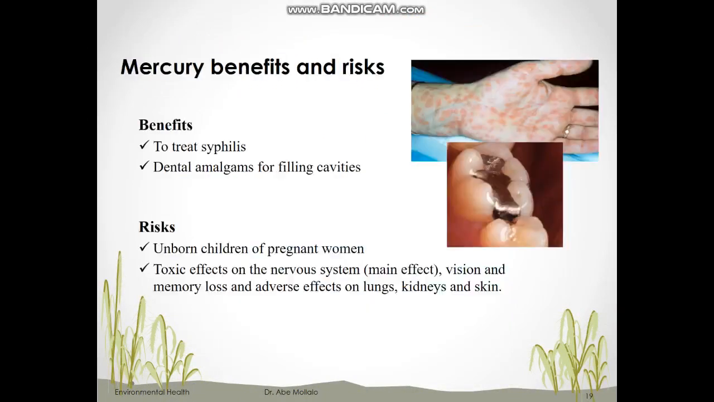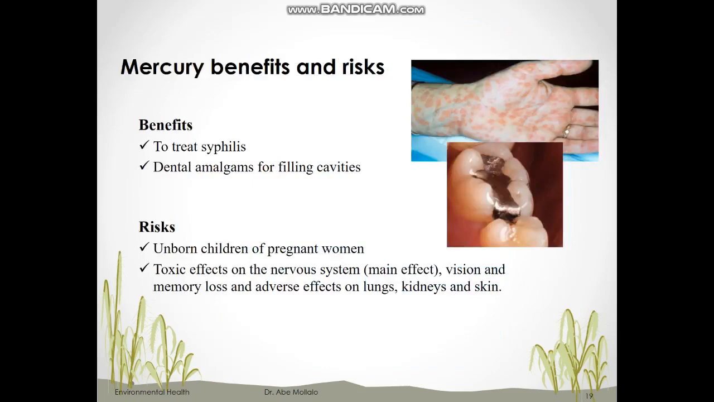Looking at the bright side, there are also benefits of mercury. For instance, mercury is used to treat syphilis, which is a sexually transmitted disease. It can also be used as dental amalgam to fill cavities. Previous research has shown that the amalgam cannot pose a health risk to patients because it's an elemental type of mercury. On the other hand, high-risk groups for mercury are unborn children of pregnant women.